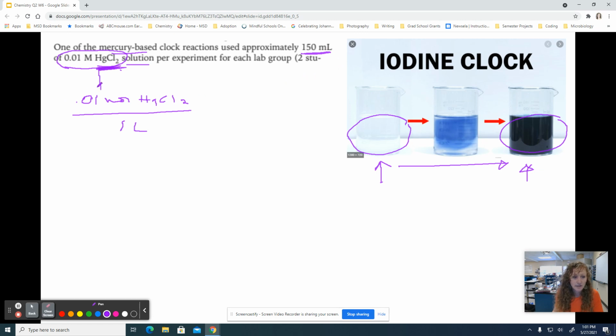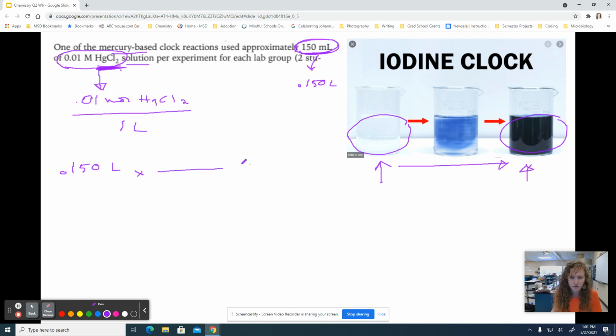So remember, molarity is a conversion factor. It helps us convert between moles and liters. Well, my measurement, or my given, for this specific lab is 150 milliliters. So I'm going to convert that into liters. 150 milliliters in liters is 0.150 liters. Okay, so if I use my given 0.150 liters, can I convert that into moles? Go ahead, pause the video and see if you can do that.